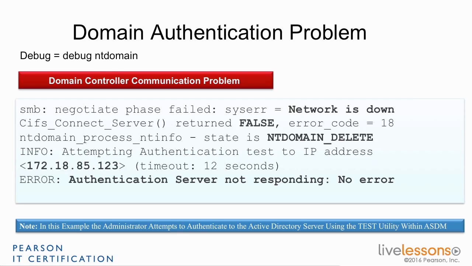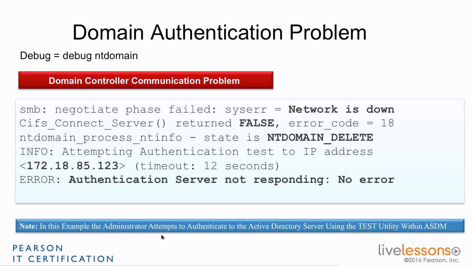This is an example of the output, and basically it's the same error, but in this case to a domain controller. In this case we're sending a packet to 172.18.85.123. It timed out in 12 seconds. It displays a little bit better message, which is authentication server not responding, and no further errors.